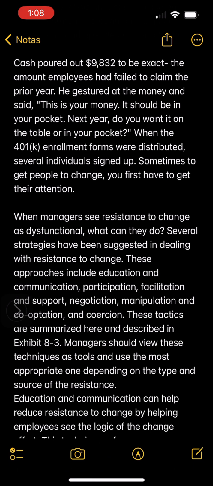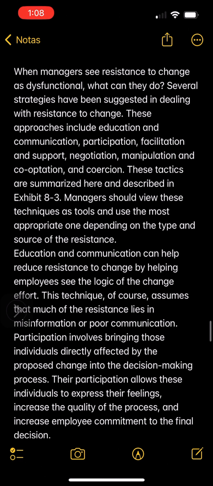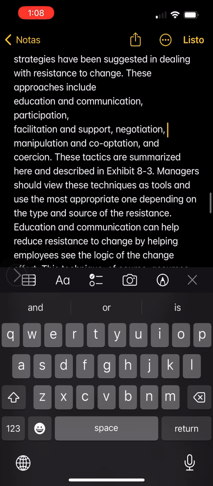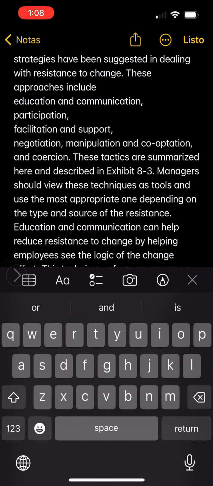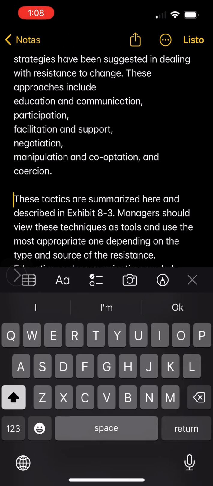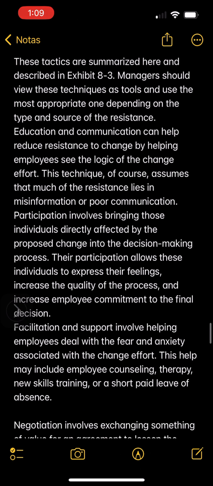When managers see resistance to change as dysfunctional, what can they do? Several strategies have been suggested in dealing with resistance to change. These approaches include education and communication, participation, facilitation and support, negotiation, manipulation, and co-optation and coercion. These tactics are summarized here and described in Exhibit 8-3. Managers should view these techniques as tools and use the most appropriate one depending on the type and source of the resistance. Education and communication can help reduce resistance to change by helping employees see the logic of the change effort. This technique, of course, assumes that much of the resistance lies in misinformation or poor communication.